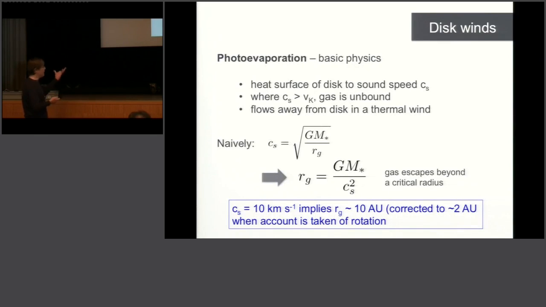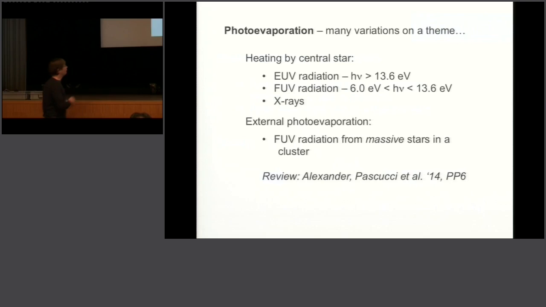Okay? So this is basically one slide, really enough to describe the basic physics of photoevaporation. And you can see immediately why this is an appealing process, because we certainly have processes from the central star that can heat the disk surface, and then there'll be a large range where that heating will be strong enough to allow material to escape.